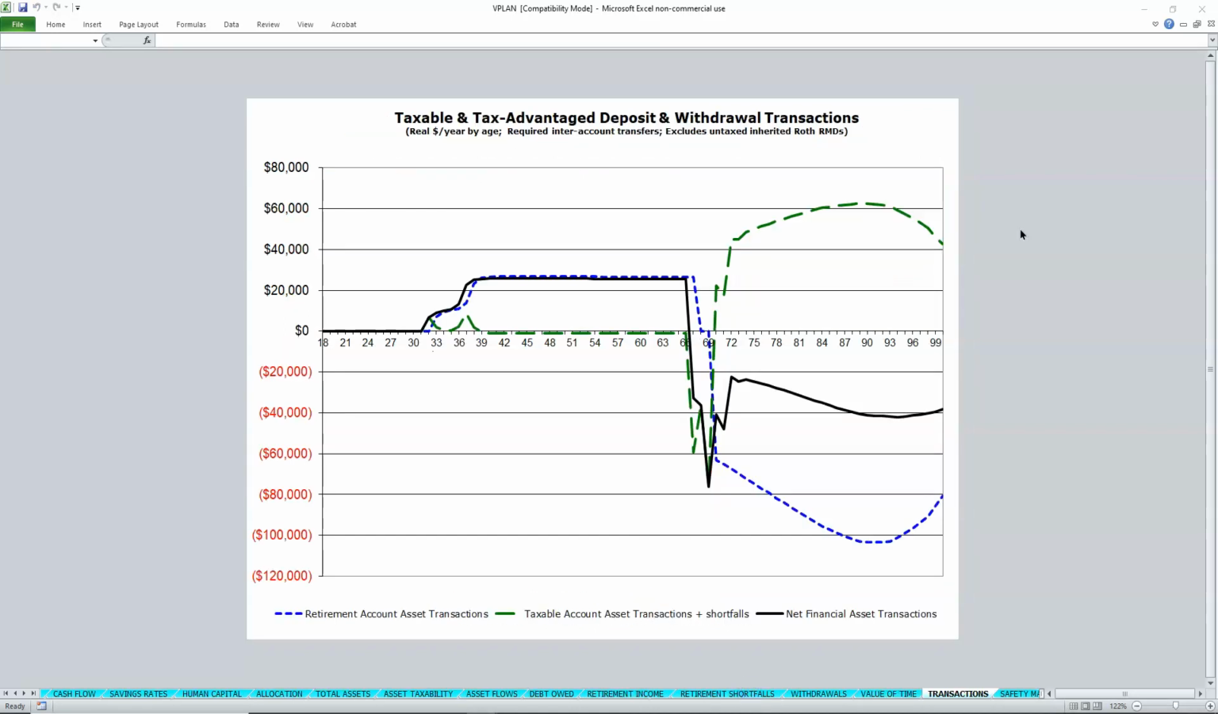This transactions graphic helps you to understand the required movement of cash in and out of taxable accounts and tax-advantaged retirement accounts. Understanding transaction flows can be helpful when you evaluate your projection in detail. The solid black line is the net financial asset transactions, which equals the blue tabbed cash flows graphic. For this transactions graphic, the solid black line is the combination of the dashed green line and the dashed blue line.